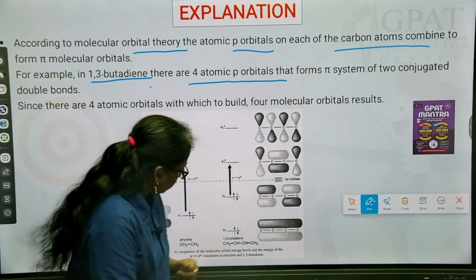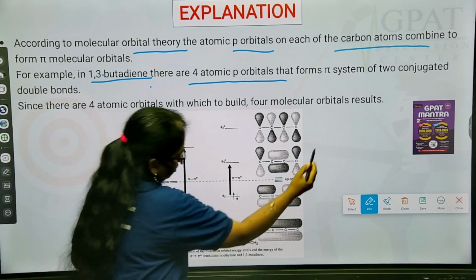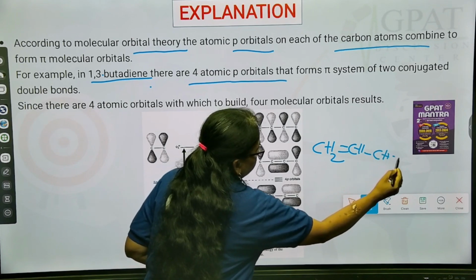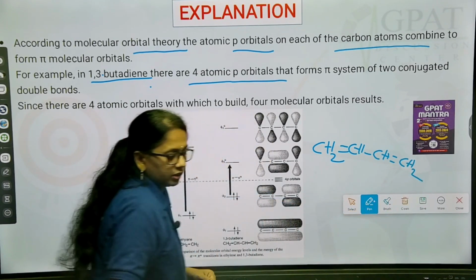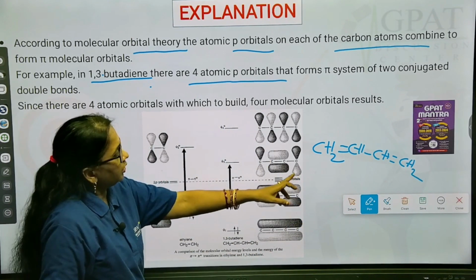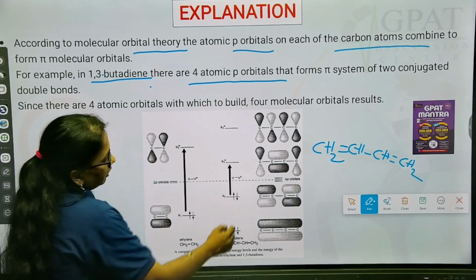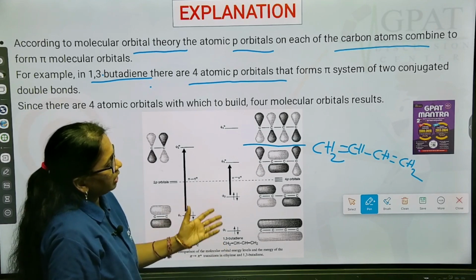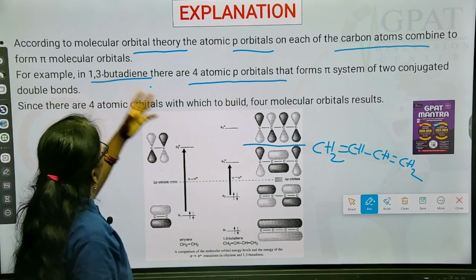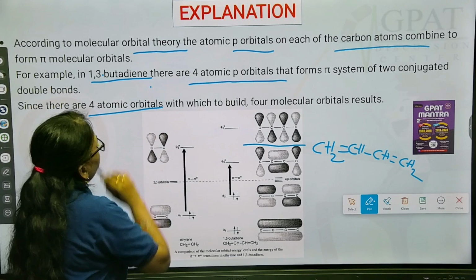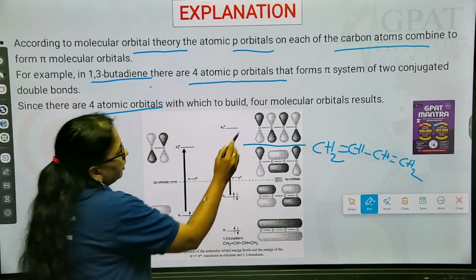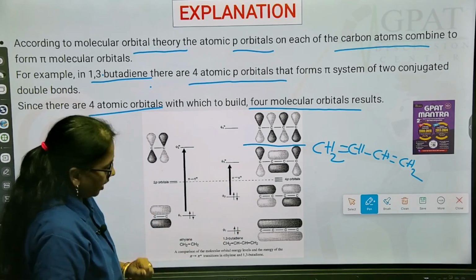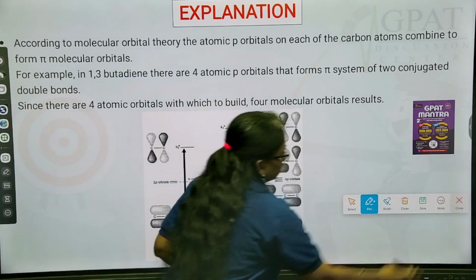1,3-butadiene means the structure, if you see, CH2, CH, CH, CH2, 1,3-butadiene. Okay. So, 4 atomic p orbitals you are going to observe. Automatically they are going to combine and they form the pi molecular orbital. So, 4 atomic orbitals are there, thereby you are going to see the 4 molecular orbitals also going to be observed. Okay. So, this is for your clear idea.